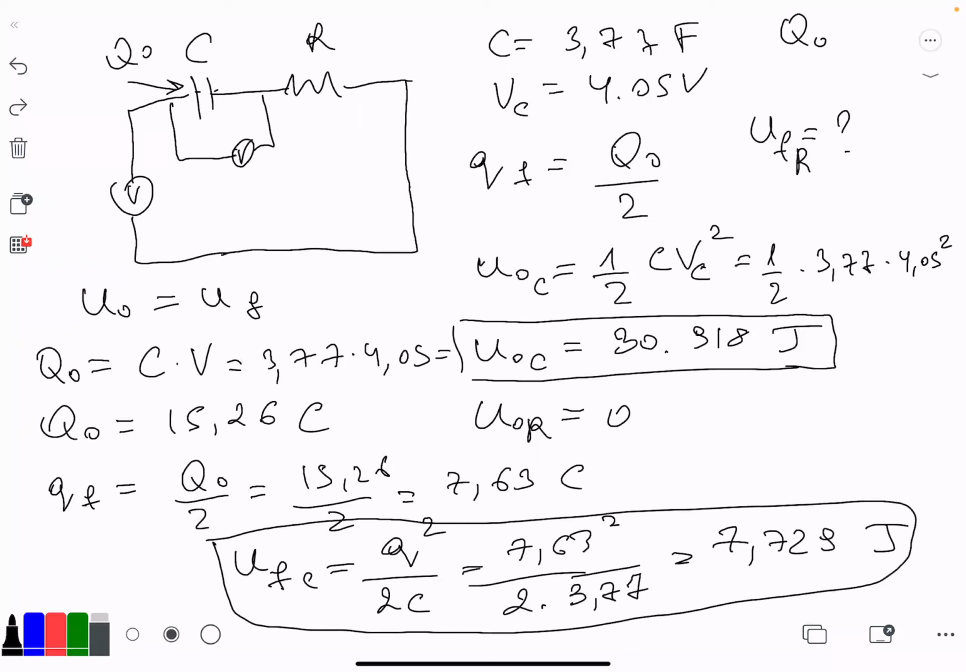Now we found the final energy in the capacitor. So how much energy was delivered to the resistor now? What do we have to do? Yes, initial minus final. So that means delta U final of the resistor is equal to U initial of the capacitor minus U final of the capacitor. That will give you how much energy was delivered to the resistor.